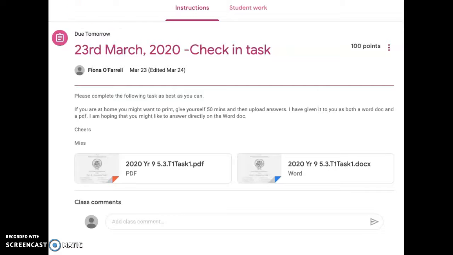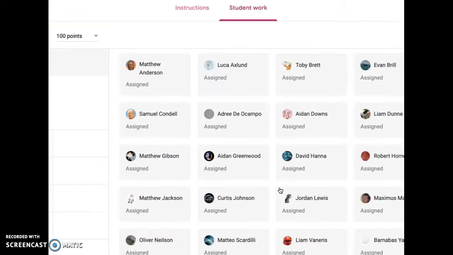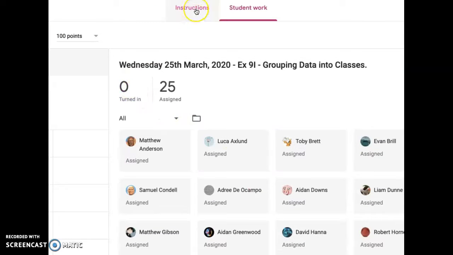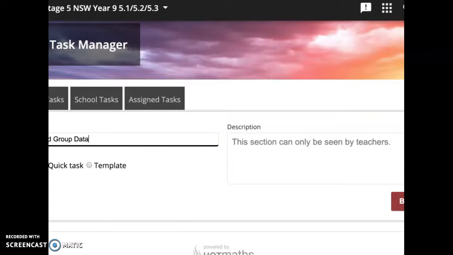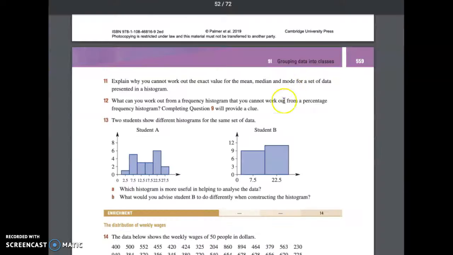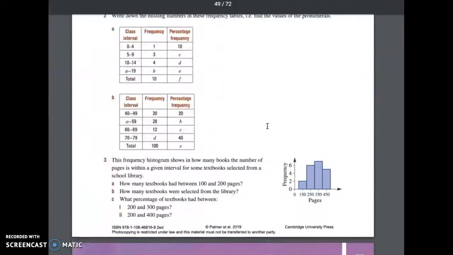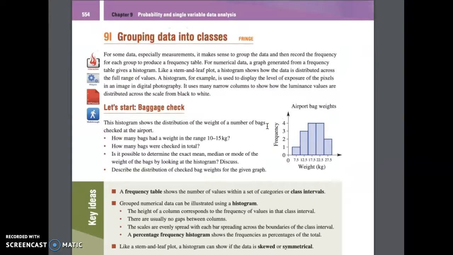you think. We're going to do today's activity. So the instructions for today is you watch this now, write the key ideas. We're going to talk about that and then some practice. So in your textbook today, we're doing combined. We're on exercise 9I. If you have missed doing stem and leaf plots, you will need to do that exercise.